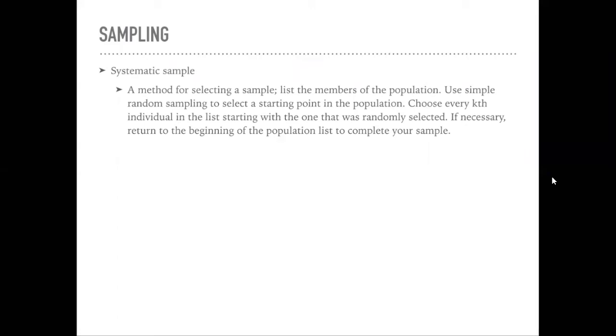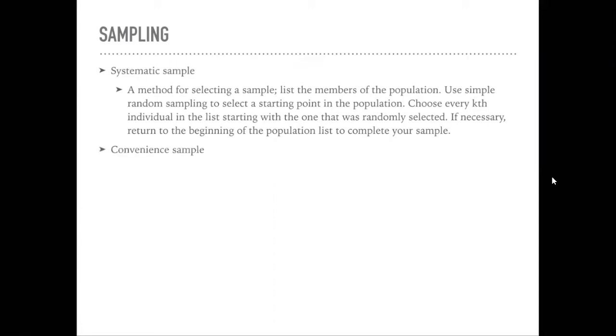So this would be like, say we're at a factory, things are coming off of the assembly line, and we find a starting point using simple random sampling, and then we say we're going to sample every 5th item that comes off and just make sure that it functions properly. This would be systematic sampling. So we're choosing every kth individual to sample.